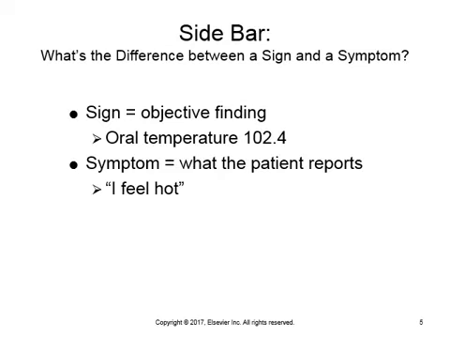Quick reminder of the difference between a sign and a symptom. A sign is an objective finding, such as a temperature that can be measured or a physical finding that can be revealed. A symptom is something that the patient reports. So in this case, an objective finding would be an oral temperature of 102.4, whereas the symptom would be the patient's complaint that I feel hot or I feel like I have a fever.